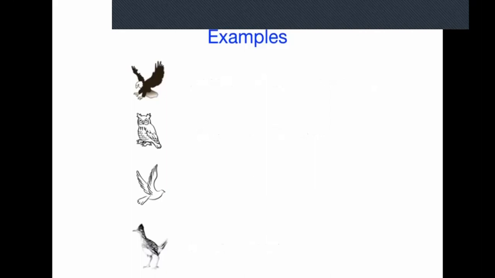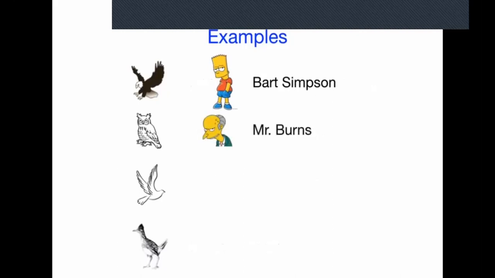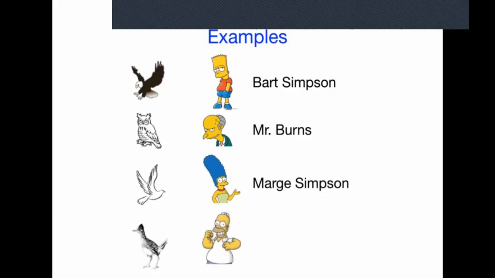Another way of looking at this is using the TV show The Simpsons. The eagle on The Simpsons would have been Bart Simpson. Not caring that much about feelings, but always having these plans that he's making. An owl would be Mr. Burns, always plotting. The dove, nobody else but Marge Simpson, of course, just wanting to make sure the family's taken care of and people are happy. And the roadrunner, someone who's impulsive, goes with their feelings. That's right, Homer Simpson.